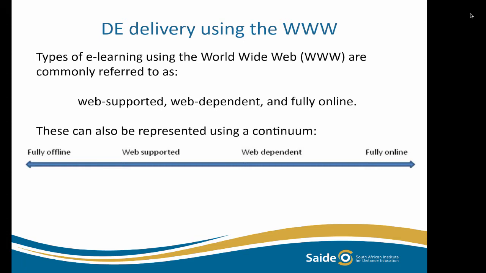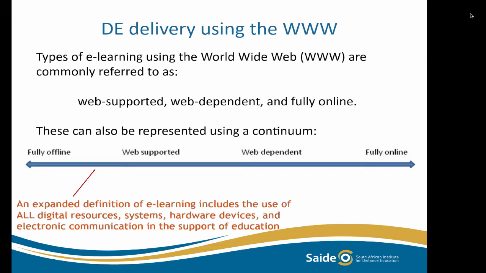So starting on the left-hand side, we're saying something is fully offline. Then moving through, is it supported by the web, web dependent, or is it fully online? And importantly, for me, it's quite important that an expanded definition of e-learning that I like to use includes the use of all digital resources, systems, hardware devices, and electronic communication in the support of education. And I think my emphasis on that is partly because of the context in which I live and work.